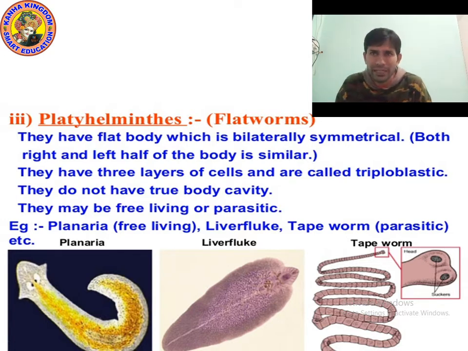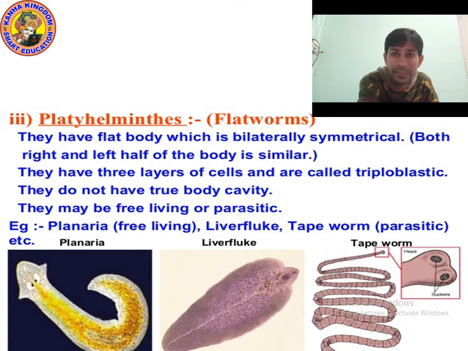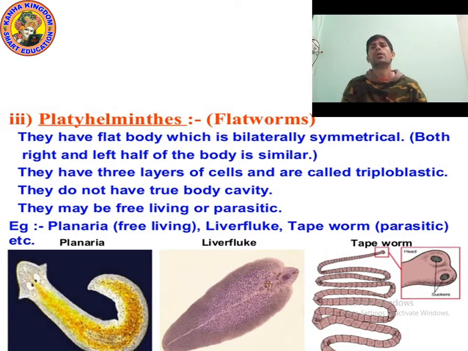They may be free living or parasitic. They can live freely, or parasitic means they depend upon a host for food. There are many examples. Planaria is free living. Liver fluke and tapeworm are parasitic. As you can see in the picture, look at the first picture, in yellow color, which is actually a planaria.